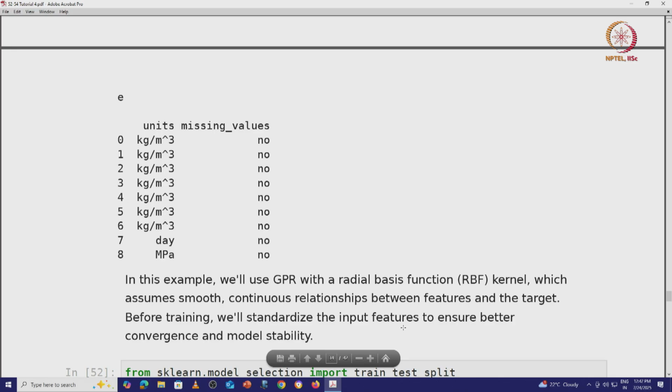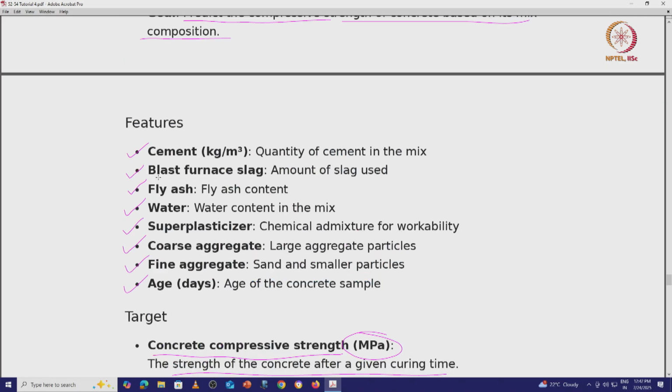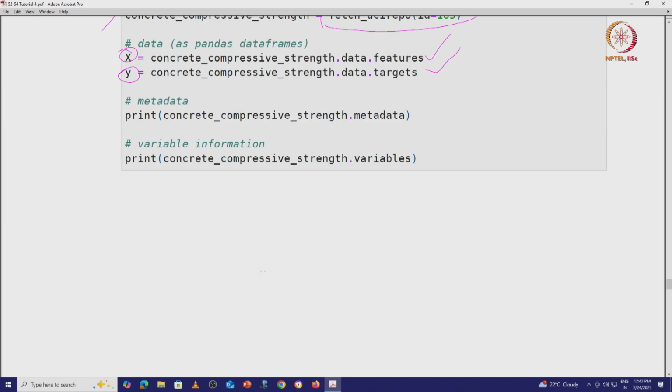It also gives you the units of each of these features as well as the target variable. All of these are given in kilograms per meter cube. Whether you are looking at the slag, fly ash content, water content, the superplasticizer content, the large aggregate, sand and smaller particles, all of this is given in kg per meter cube. The age is the only factor which is given in days.